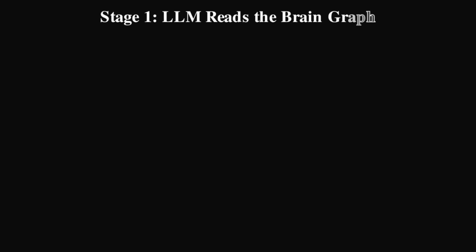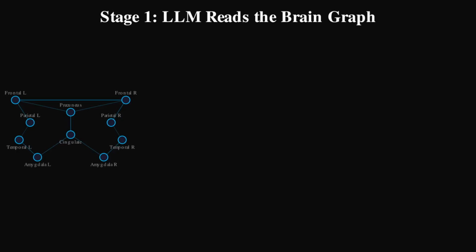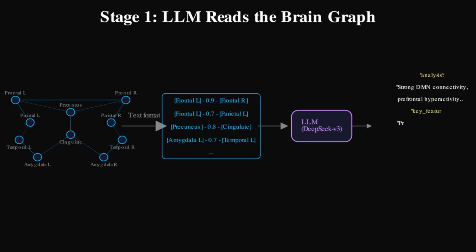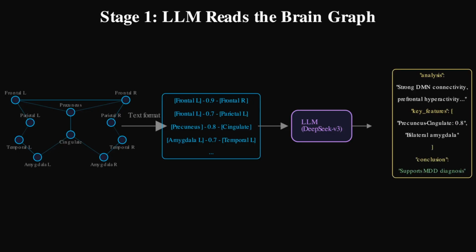Section 4. Stage 1. LLM text generation. The first challenge is, how do you describe a brain graph to an LLM? An fMRI graph isn't text, it's a matrix of numbers, so the authors convert it. They represent each edge as node I, strength, node J, so a strong connection between the superior frontal gyrus and the precuneus might look like node 3, 8, node 28.